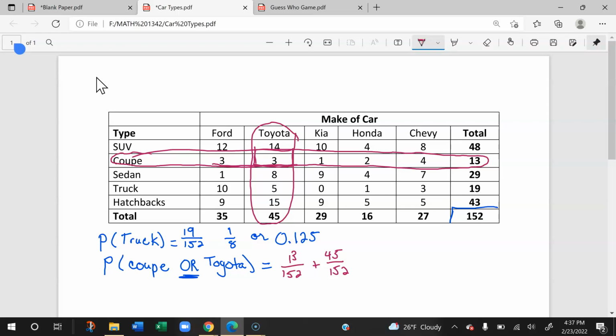Whenever there's something that is not mutually exclusive, meaning you can be a coupe and a Toyota at the same time, therefore, they're not mutually exclusive. There's an overlap here. If things are not mutually exclusive, you must subtract out that intersection. You need to subtract out the 3 out of 52. And the reason why is because you don't want to count these 3 again.